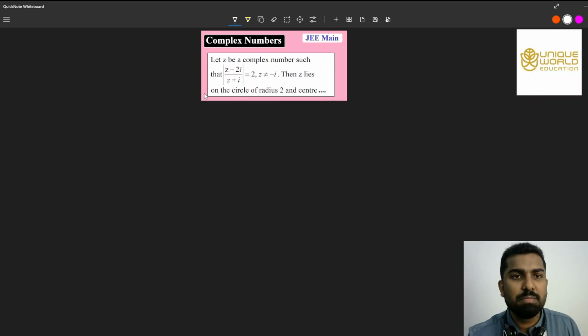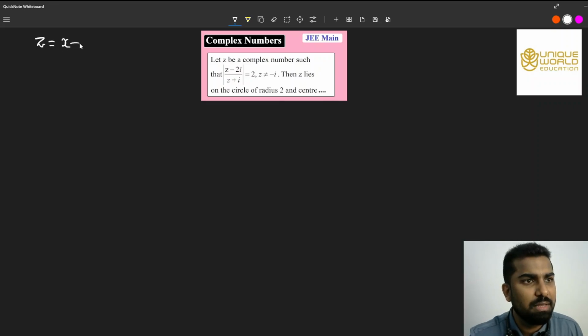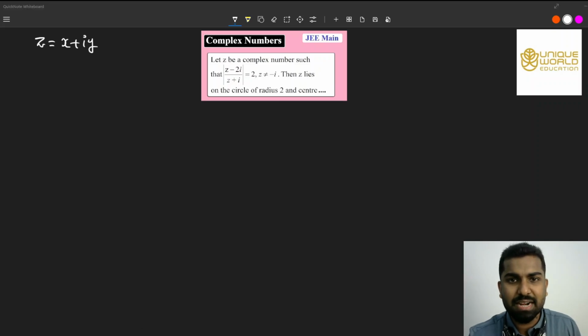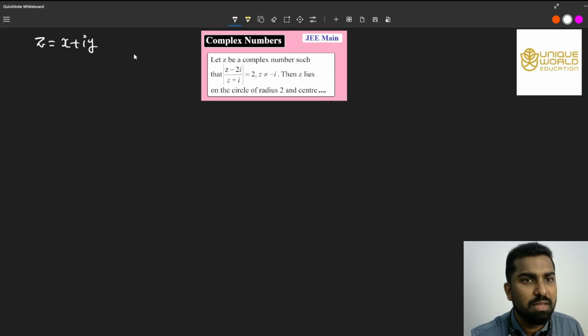So Z is a complex number, right? I can write Z equal to x plus iy, or a plus ib. Let me take Z equal to x plus iy. The condition given is that the modulus of (Z minus 2i) divided by (Z plus i) will be equal to 2.